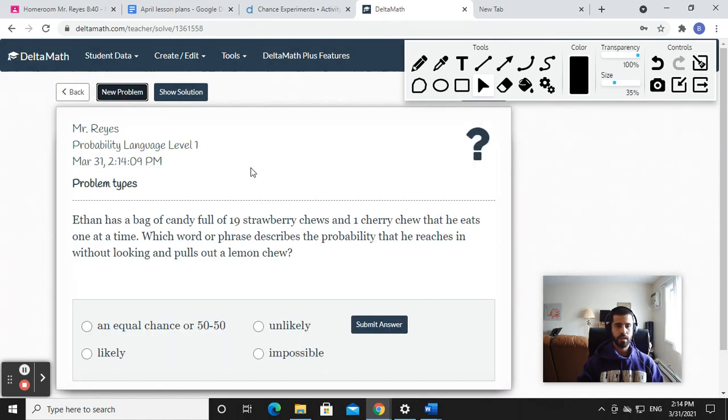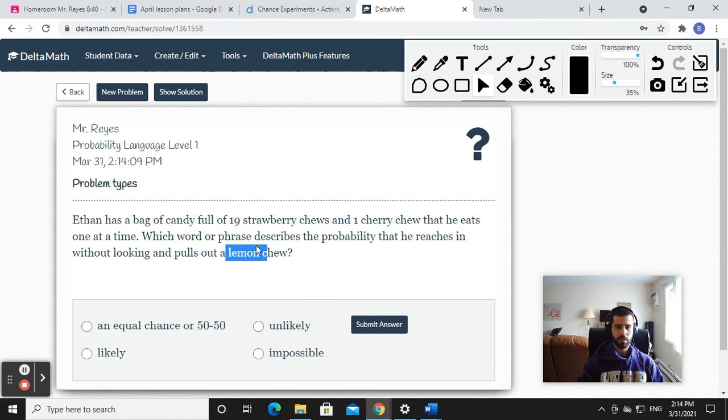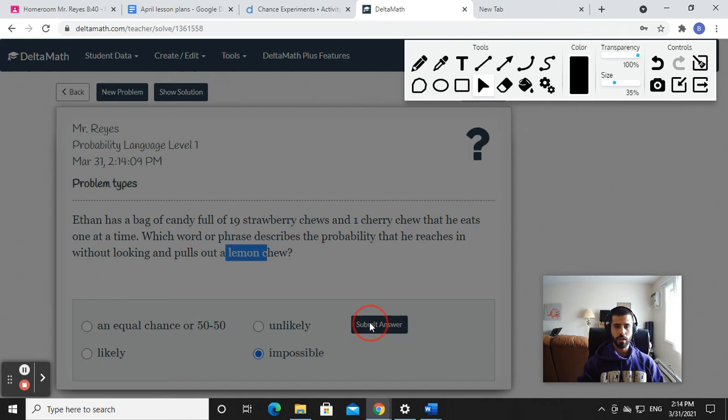Now, Ethan has a bag full of 19 strawberry chews and 1 cherry chew, and he eats one at a time. What word or phrase describes the probability that he reaches in without looking and pulls out a lemon chew? So this is how carefully are you reading? So he has 19 strawberry chews, 1 cherry chew. What's the probability he'll find a lemon chew? None. There are no lemon chews in the bag. He's not going to get one.